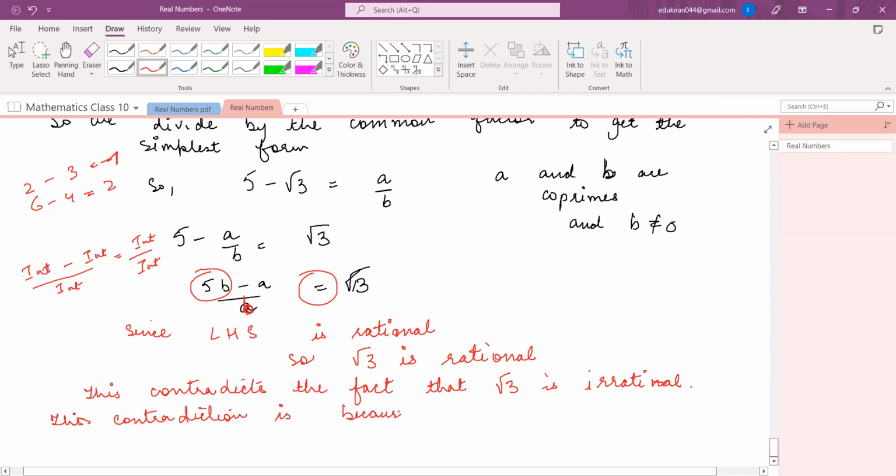Ma'am, when we're doing such questions, should we already prove before that root 3 is irrational, or can we just start by this? Yes, you can start from here only. If this type of question is given, you can directly use the result that root 3 is irrational. Okay, ma'am.